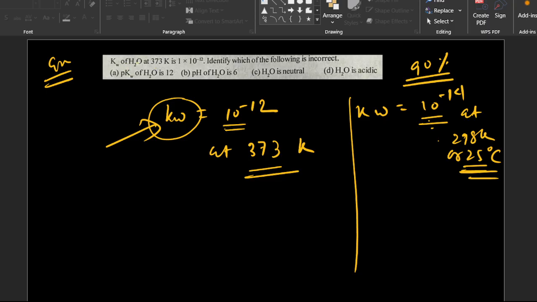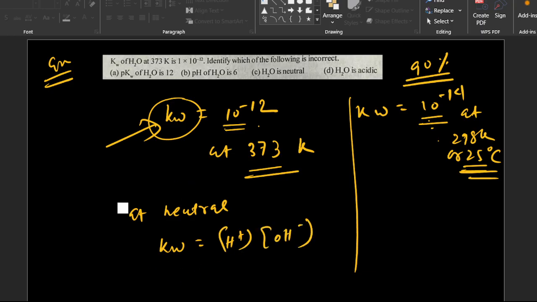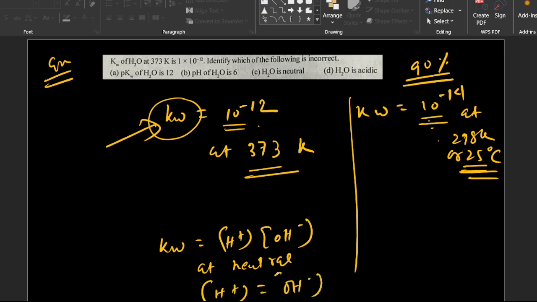So here, that's what they say: Kw of water at 373 Kelvin is this. Identify which of the following is incorrect. So if this value is this, then what we have studied is that at neutral, Kw equals H plus concentration squared. And at neutral, what we have studied is that H plus concentration equals OH minus concentration.